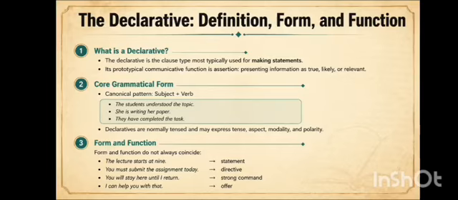So an important point here is that declaratives are typically tensed. This means they show when the action happened or the state exists. Past, present, future, yes. They can also express aspects, for example, progressive, perfect. They can express modality, for example, possibility or necessity, and also polarity, positive or negative, okay?